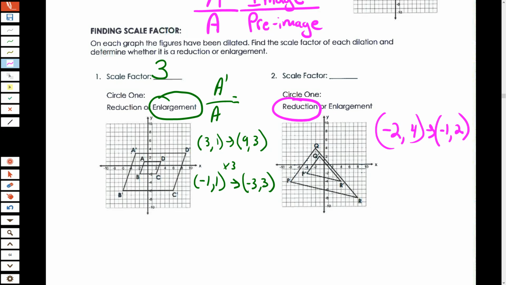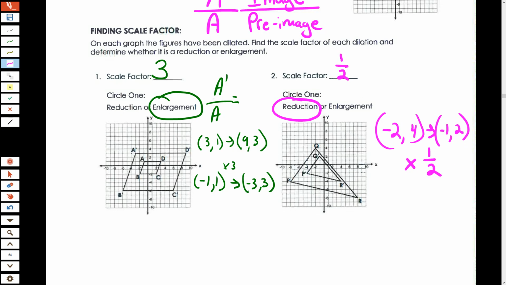Okay, so what number are we multiplying by to get a reduction? Okay, so think about it. We know because it's a reduction, it has to be less than 1, which means it's going to be a fraction, right? Okay, so 4 times 1/2 is 2. -2 times 1/2 is also, okay, perfect. So we are multiplying by 1/2. So that is our scale factor.